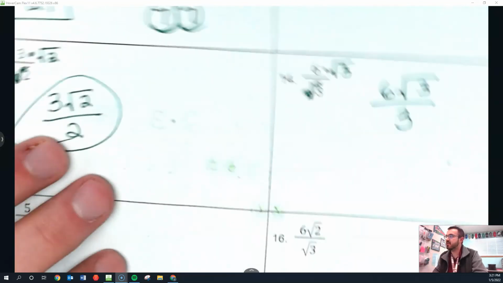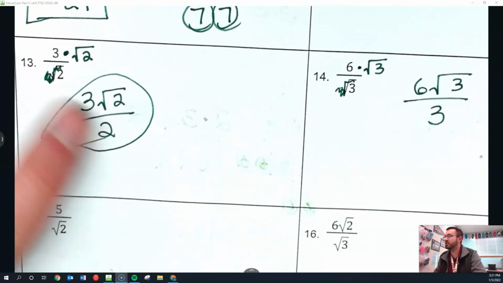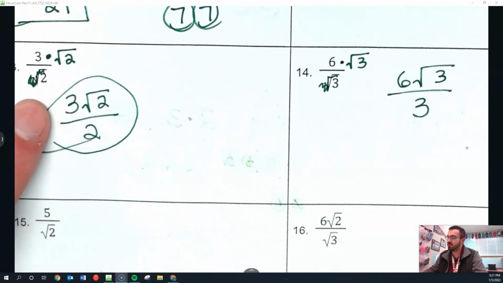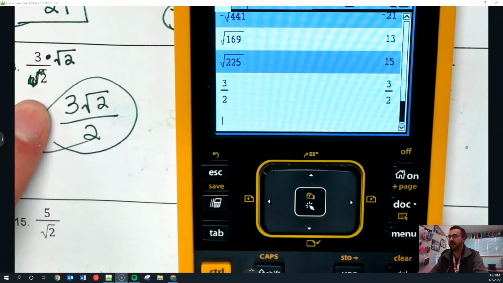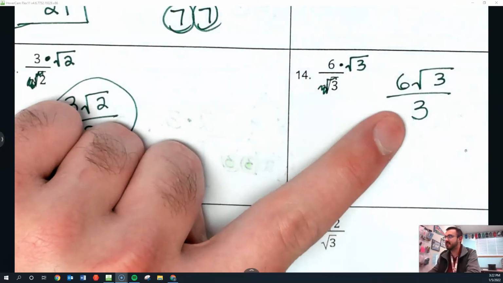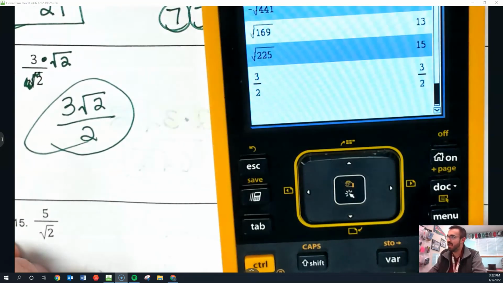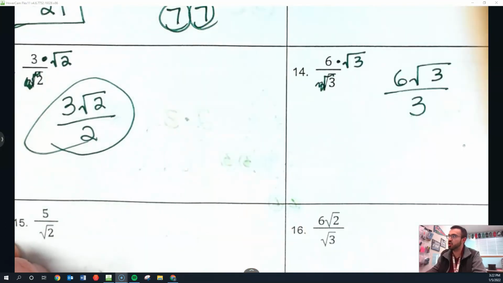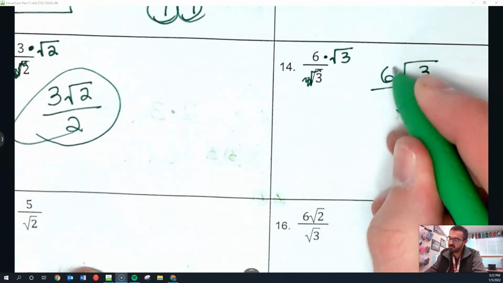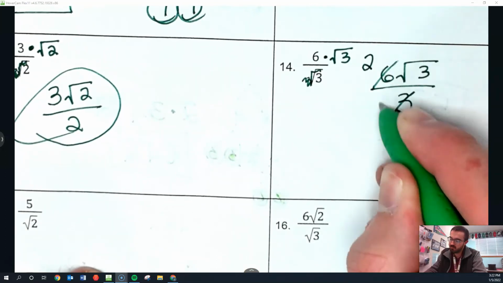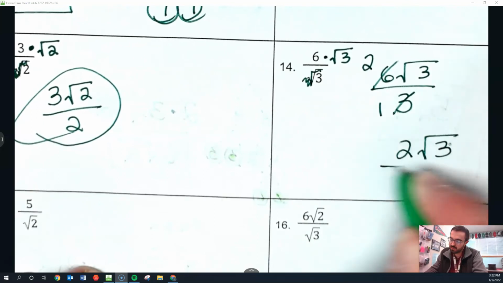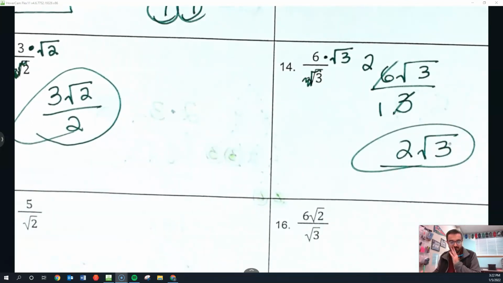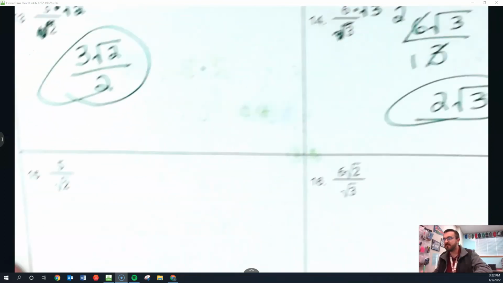If you'll notice here, I had 3 over 2 as my fraction. That can't be reduced. Let me just prove that to you real quick. 3 divided by 2 can't be reduced. But what about 6 divided by 3? That can be simplified to 2. So this would become a 2, and this would become a 1, which is kind of like nothing. 2 root 3 would be your answer here. Kind of interesting.